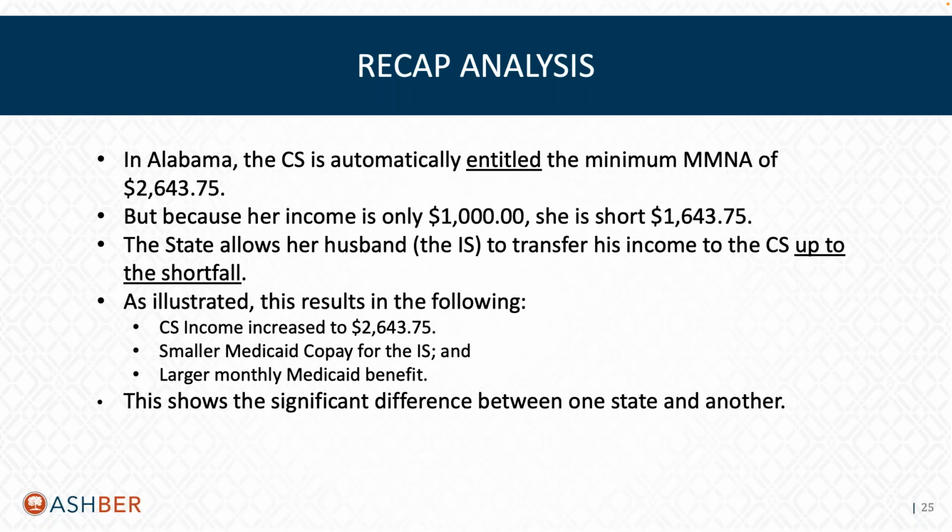Notice that that is much lower than the income that she would have received had she been in a max-only state like Georgia. So it still does result in a smaller Medicaid copay and a larger monthly Medicaid benefit, but it does show the significant distinction between Georgia and Alabama.